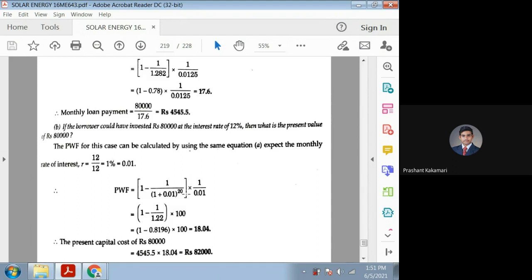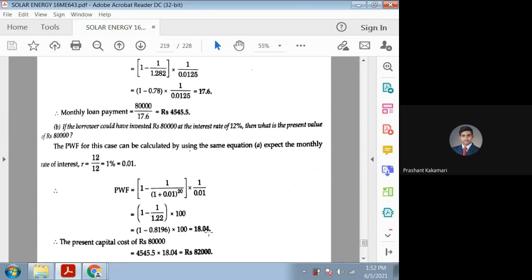In the problem, if they give years, you keep in years only, don't convert it. If values are given in months, keep the rate of return or rate of interest and the number of months all in months only, into 1 by r, that is 0.01. Once I substitute and find the values, the factor is 18.04.